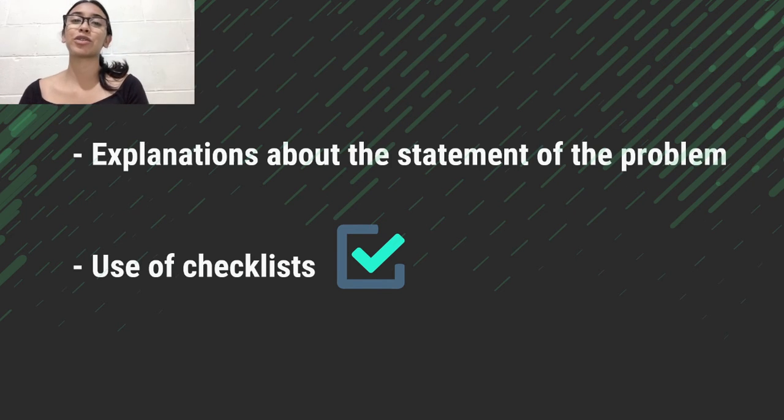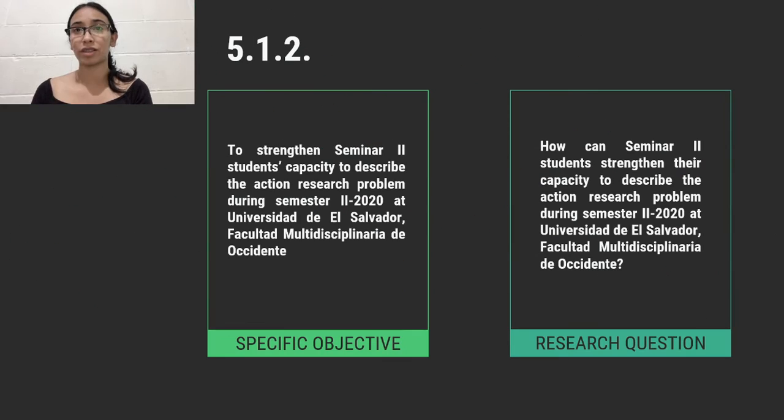For the second conclusion, we have the specific objective that says to strengthen Seminar 2 students' capacity to describe the action research problem during Semester 2 2020 at Universidad de El Salvador, Facultad Multidisciplinaria de Occidente, that was traced into the research question that says: how can Seminar 2 students strengthen their capacity to describe the action research problem during Semester 2 2020 at Universidad de El Salvador, Facultad Multidisciplinaria de Occidente?